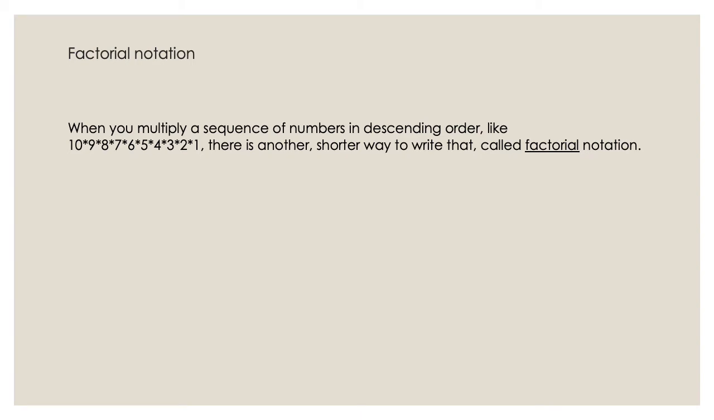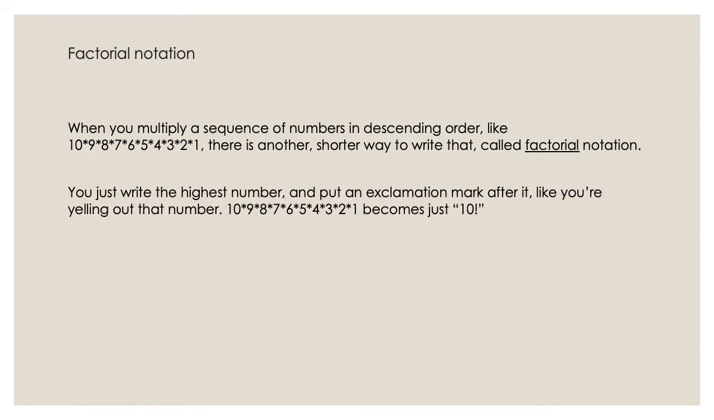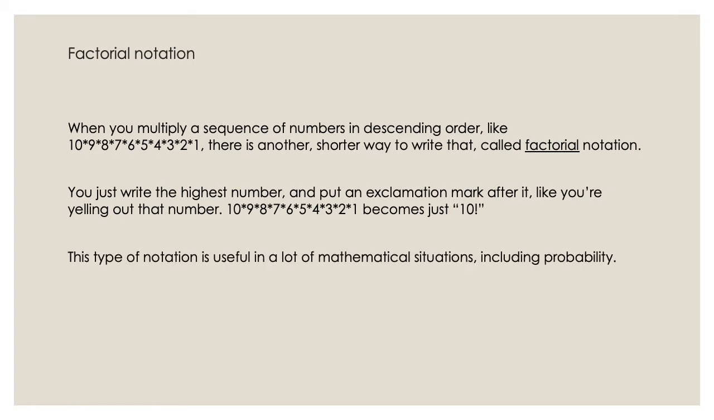When you multiply a sequence of numbers in descending order, like 10 times 9 times 8 times 7 times 6 times 5 times 4 times 3 times 2 times 1, there is another, shorter way to write that, called factorial notation. You write the highest number and put an exclamation mark after it, like you're yelling out that number. So that long sequence of numbers just becomes 10, with an exclamation point after it. This type of notation is useful in a lot of mathematical situations, including probability.